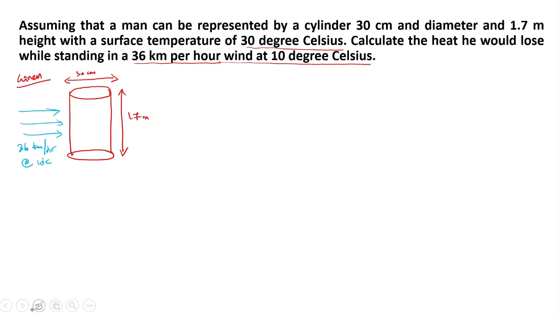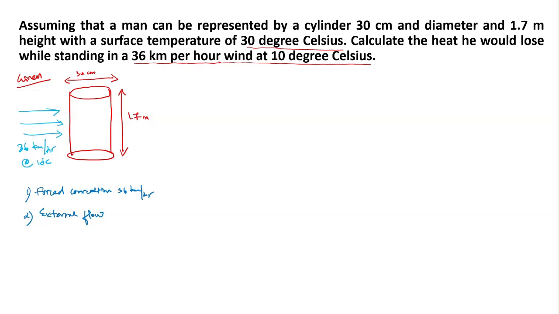From the problem you can note, first, whether the problem is forced convection. Why do we call it forced convection? The air flows over the cylinder with a velocity of 36 kilometer per hour, so it is assumed to be forced convection. Second, there is external flow, because the flow is over the surface of a cylinder.